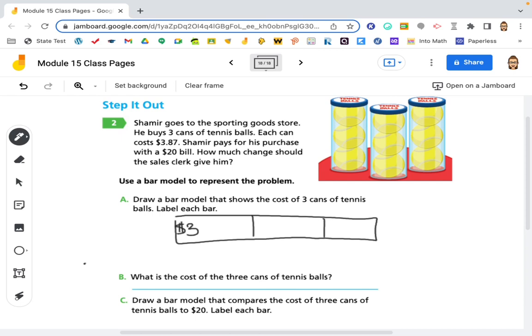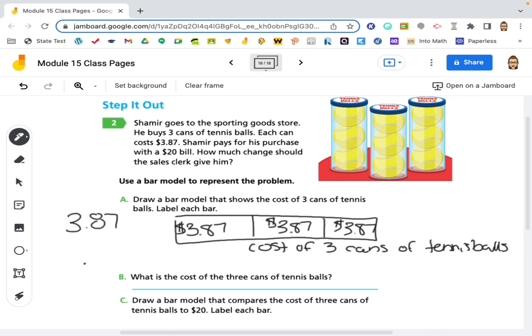So we have $3.87, $3.87, $3.87. So the cost of 3 cans of tennis balls. What is the cost of 3 cans? Well, 3 and 87 hundredths times 3. 3 times 7 is 21, 3 times 8 is 24, plus 2 is 26, and 3 times 3 is 9, plus 2 is 11. So $11.61.